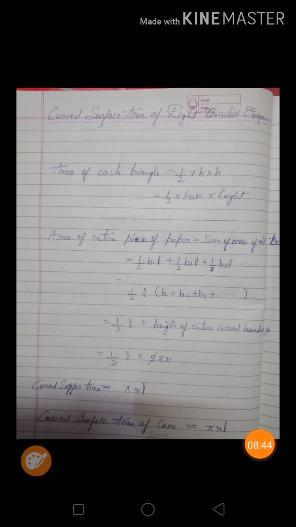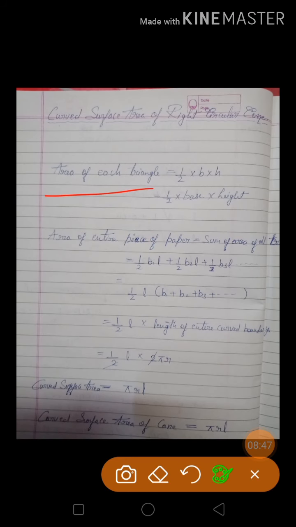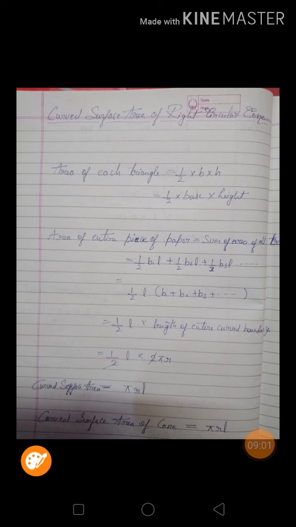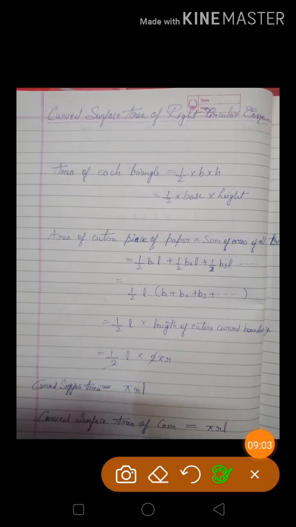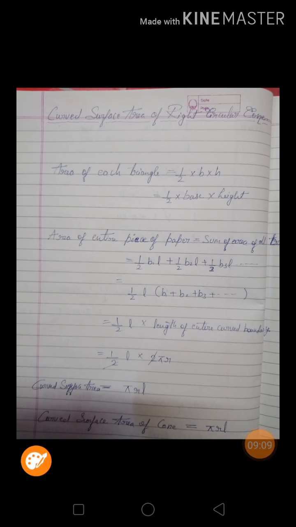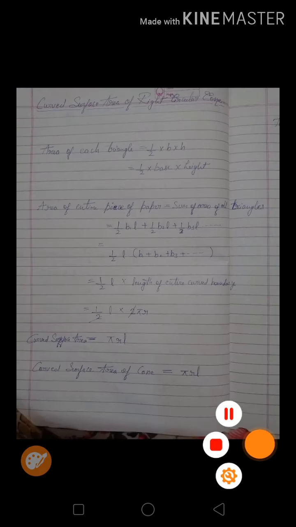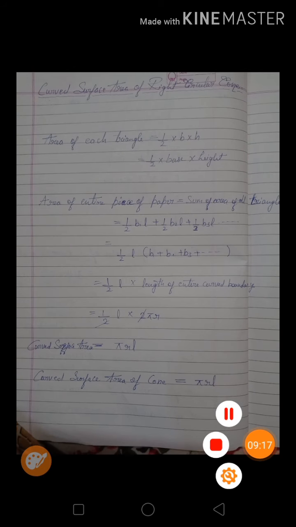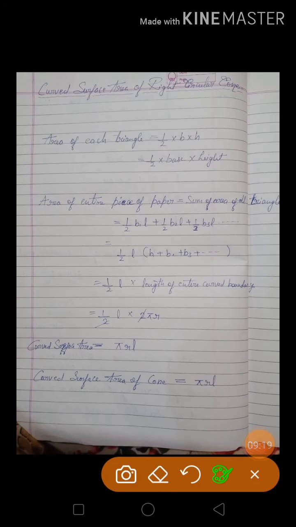Firstly we shall find the area of each triangle. We know that these are right triangles, and the area of a triangle is 1/2 base into height. The area of the entire piece of paper will be equal to the area of all the triangles. So now we shall find the sum of the area of each triangle.